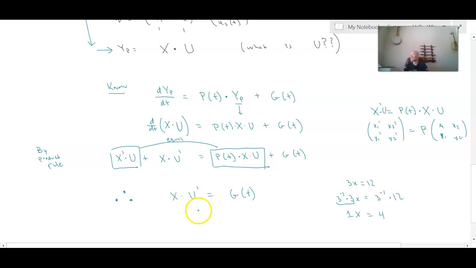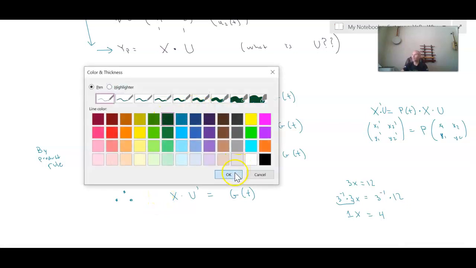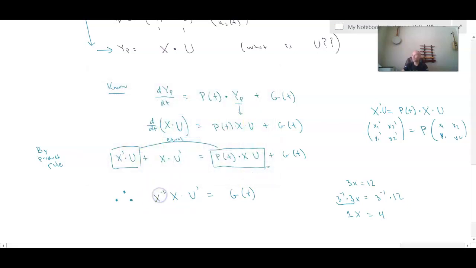So because we can't divide with matrices, what we can do is multiply both sides by the inverse of x. Okay, multiply by the inverse of x. And actually, let me do that on another line here.